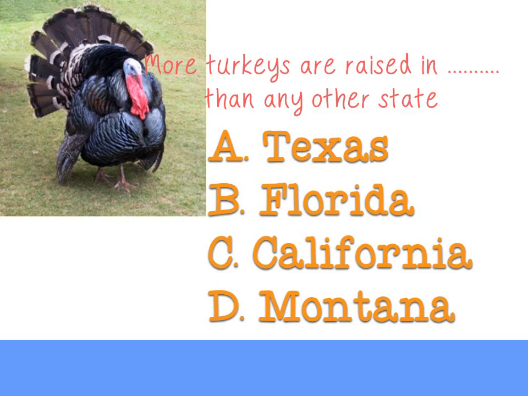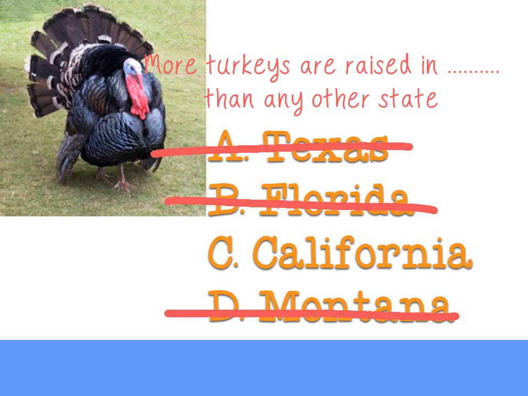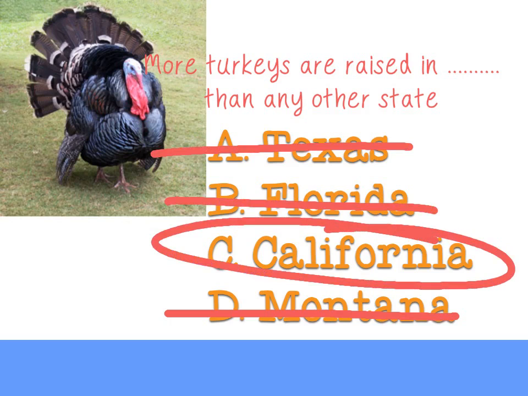Okay, the correct answer is not Montana. It's not Florida. The correct answer is California. More turkeys than any other state are raised in California. And a robin has 3,000 feathers. And it might take more than 2 days for a chick to break out of its shell.